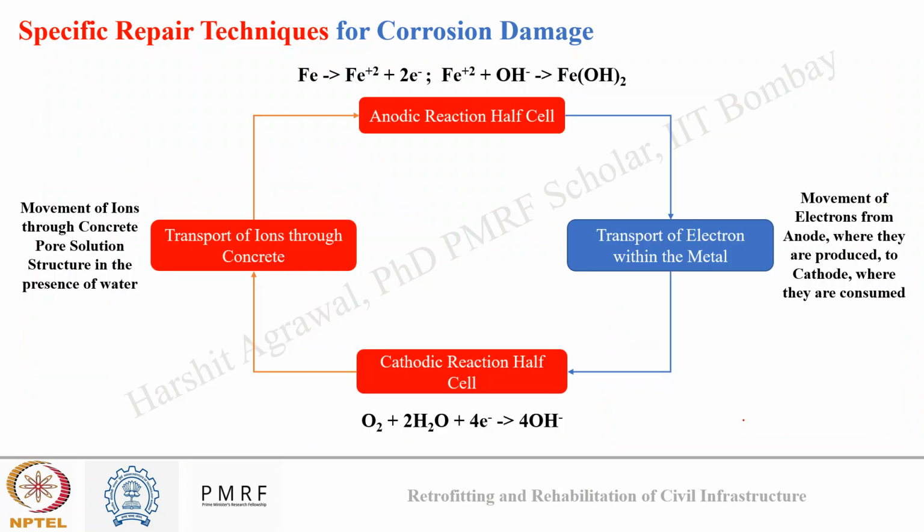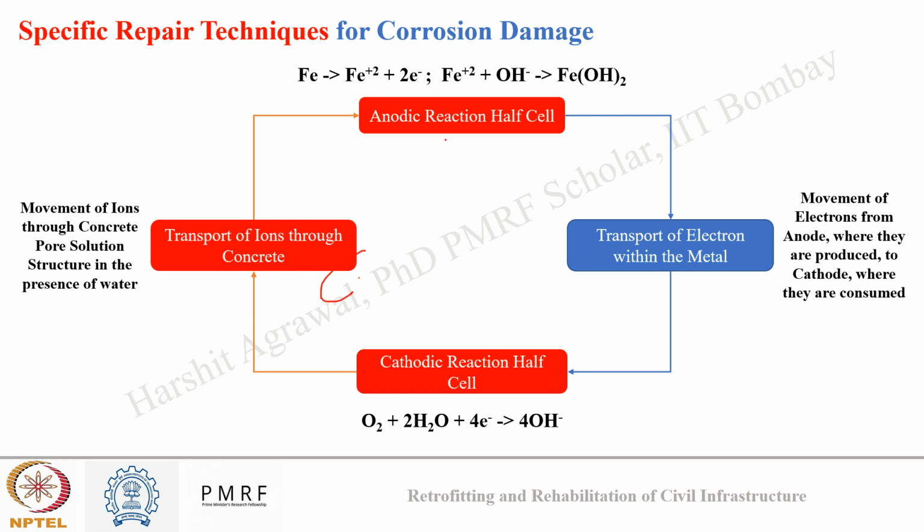Now, before seeing these repair techniques, one must be clear how corrosion can be tackled. So if we see the process of corrosion through this block diagram, there are two cells when we are talking about corrosion.